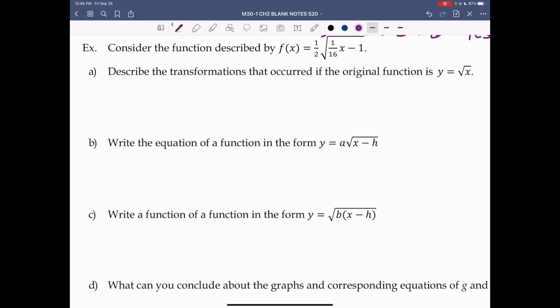Consider the function described by f of x equals 1/2 times the square root of 1/16 x minus 1. Describe the transformations that occur if the original function is y equals the square root of x. First thing we should notice is that we don't have brackets. We have a b value, and then we don't have a binomial in brackets after the b value. So that means we are going to need to factor that b value out from everything underneath.